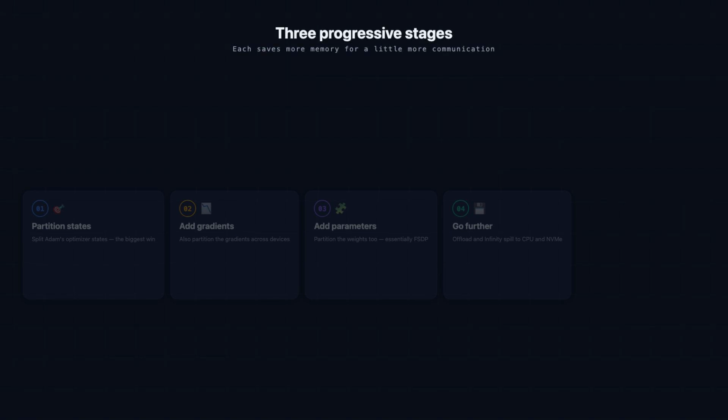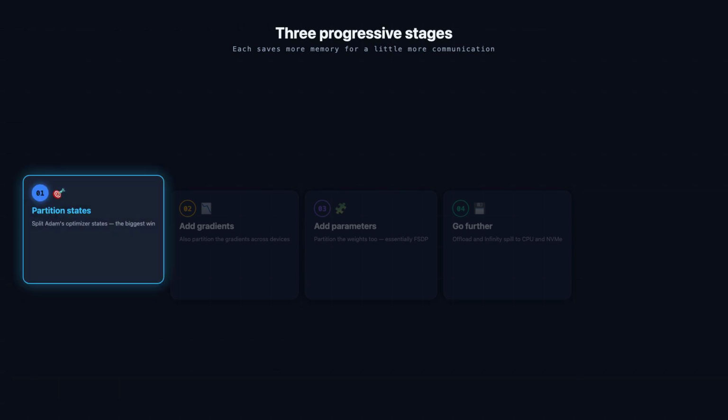Now, the clever part is that Zero doesn't do this all at once. It removes redundancy in 3 progressive stages, each saving more memory for a little more communication. The first stage goes after the biggest target, the optimizer states. Those momentum and variance buffers get partitioned across the GPUs, so each device only stores and updates its own slice of them. That alone reclaims a huge chunk of memory, because with Adam the optimizer states are the heaviest part.